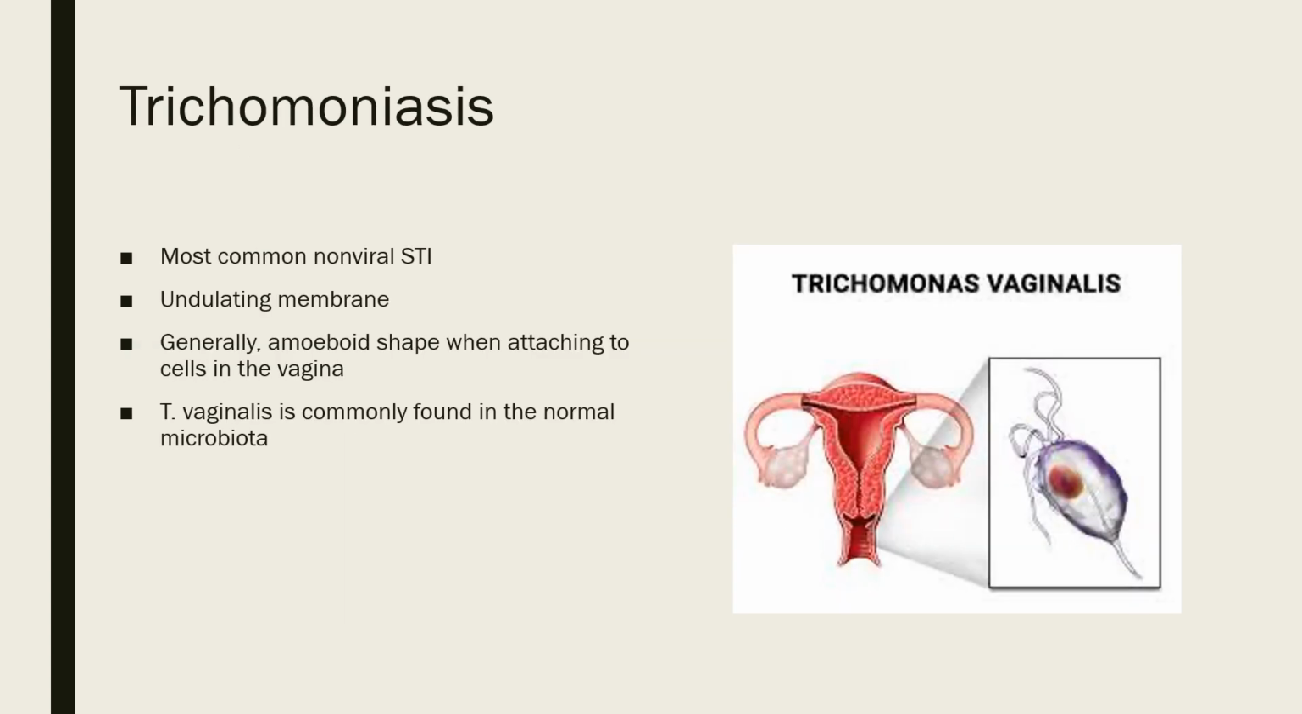Alright, so now we're going to talk a little bit more about trichomoniasis. So it is the most common non-viral STI. It has an undulating membrane. Generally, it is an amoeboid shape when it's attaching to the cells in the vagina, which I mentioned in the previous slide, will help increase the surface area. And then the microbe that causes this disease is commonly found in normal microbiota. So that's pretty interesting as well.